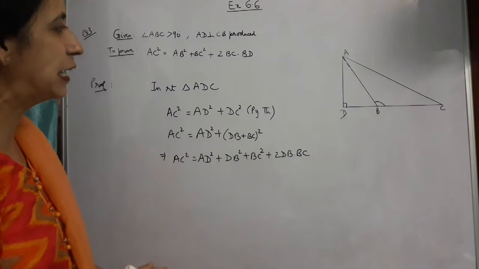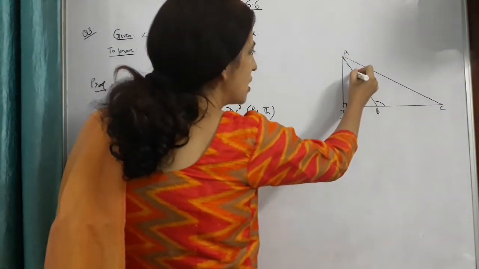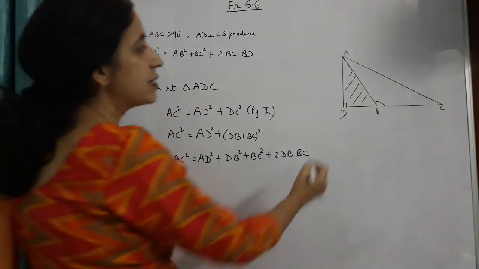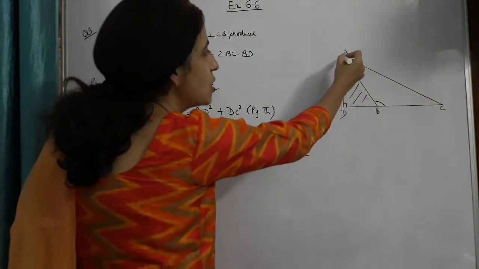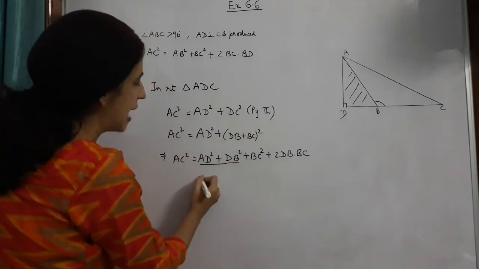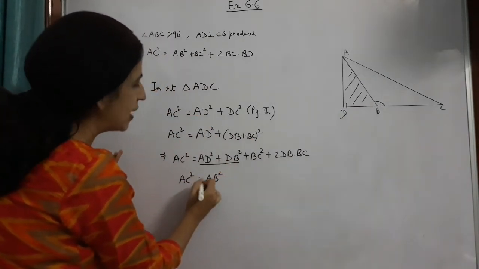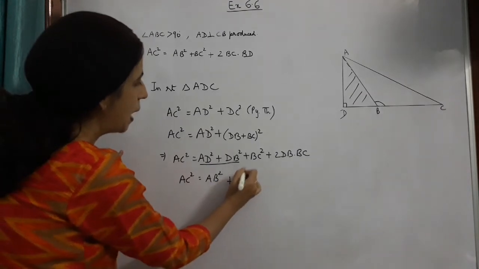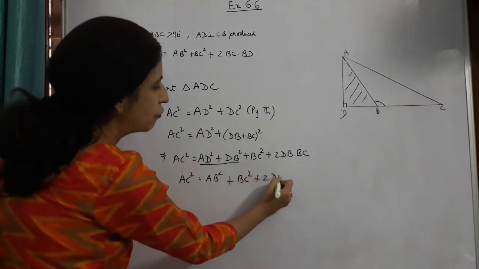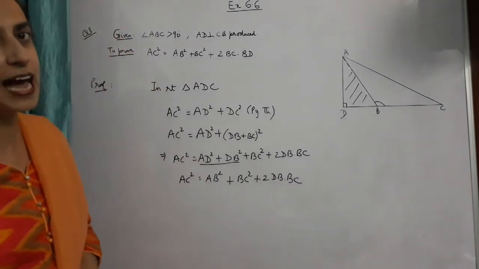Now if you look at the figure again, AD square plus DB square. Just look at this triangle ADB. This is also a right angle triangle. So AD square plus DB square can be written as AB square. So we obtain AC square is equal to AB square plus BC square plus twice of DB into BC. And this is what we had to prove.